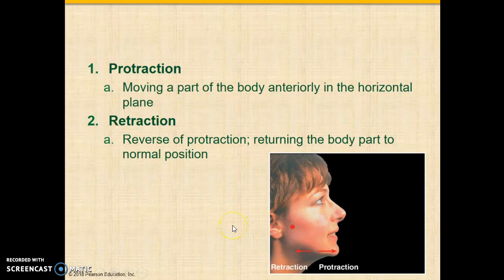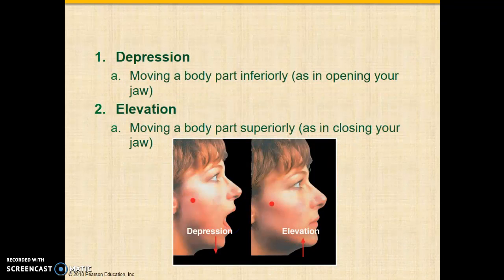Protraction is moving a body part anteriorly in the horizontal plane. You can do that with your chin. Retraction is returning the body part to normal position. Depression is moving a part inferiorly, as in opening your jaw. Elevation would be bringing your jaw back to a closed mouth position.